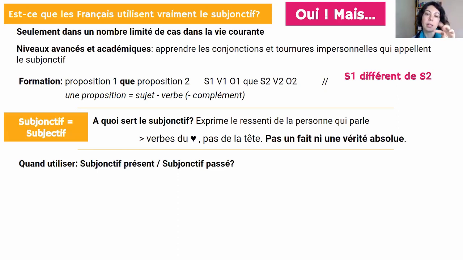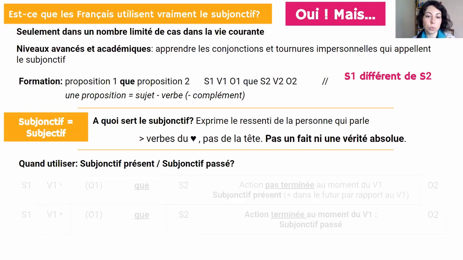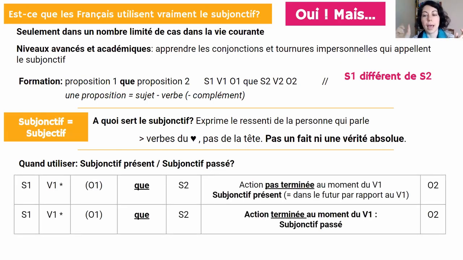So let's look at the relationship between verb 1 and verb 2. If the action of verb 2 is ongoing or future compared to verb 1, that is subjunctif présent. And that's the most common use. If the action in verb 2 is finished when verb 1 happens, then it is subjunctif passé. It means that verb 2 happened before verb 1, then we use subjunctif passé. You can pause the video if you need more time to read the chart, and I have some examples in the mind map that we will see on the next slide.